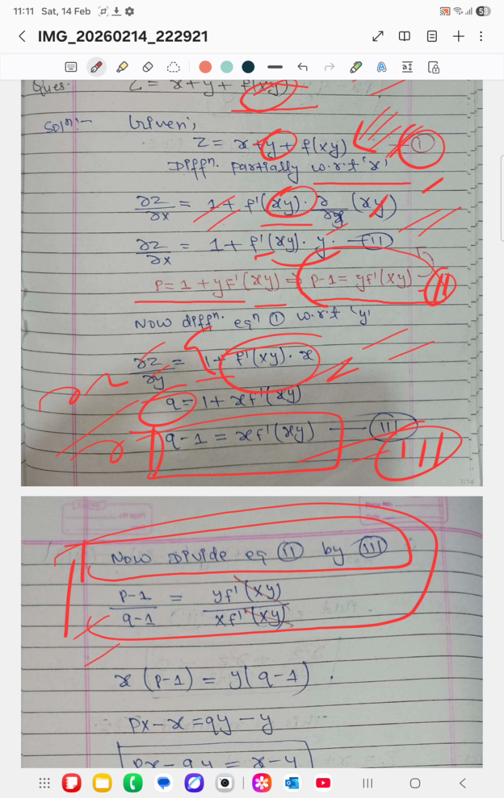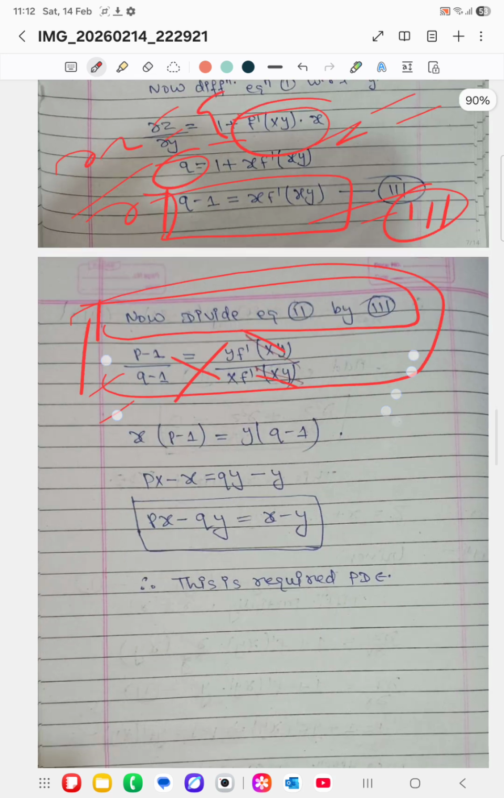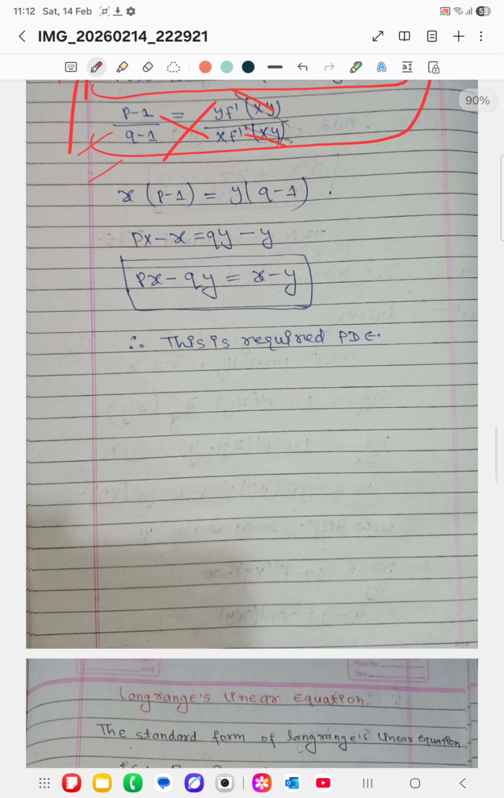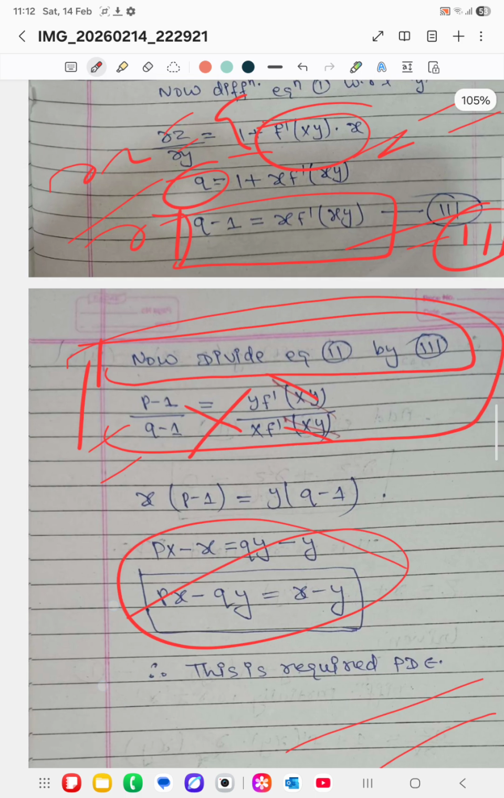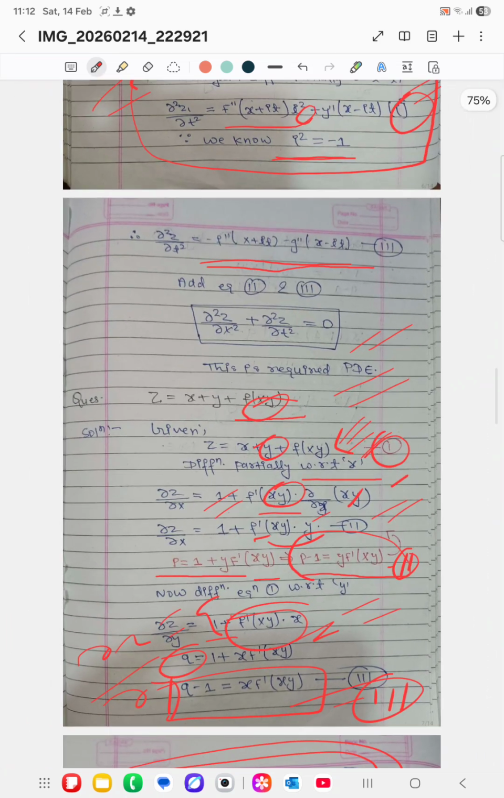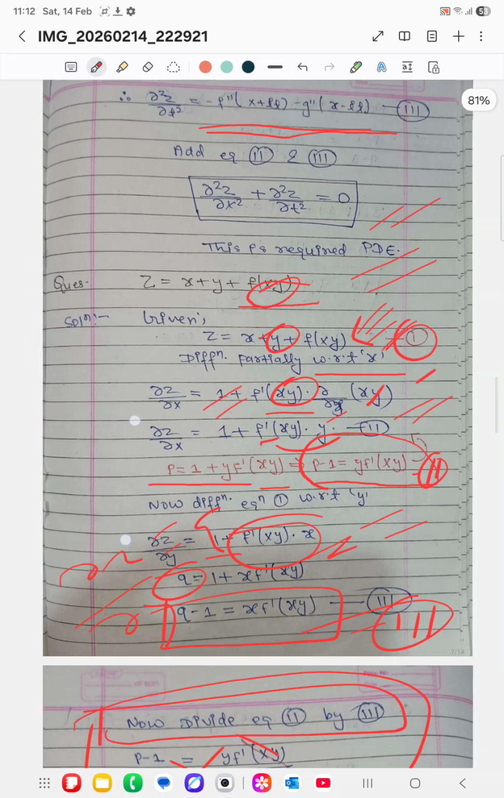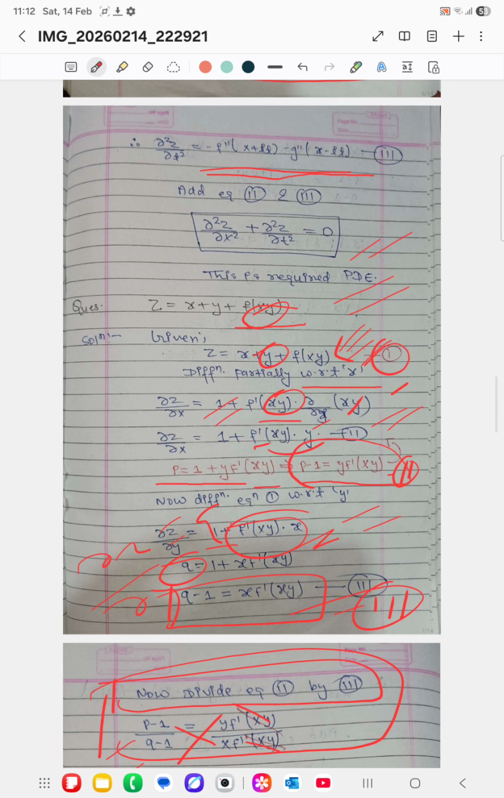and that is y times f of xy and x times f dash of xy, and from here xy and xy cancel each other, and by cross multiplication that will become something like that, and that is our overall equation from here, and that is the required PDE for this equation. Okay, so here you see how simply we solved question number second by the elimination of arbitrary function.